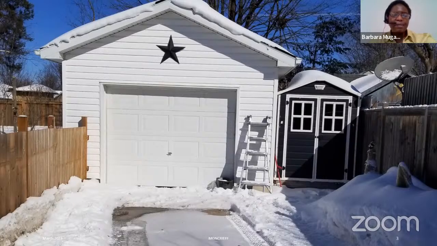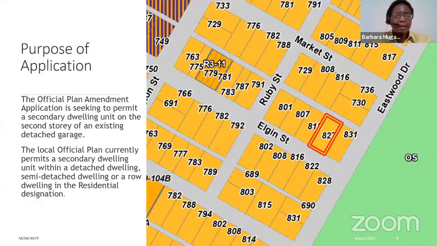This apartment would be approximately 84 square meters and just slightly smaller than the main dwelling, which is 97 square meters. So access to the apartment would be via an interior staircase, access from a common main door through the garage. Also proposed is an addition to the garage at the ground level. And this is mainly for the structure to meet the construction requirements for accommodating the 2nd-story apartment, and also to provide storage. The purpose of this application is to permit a secondary dwelling unit on the 2nd story of an existing garage.